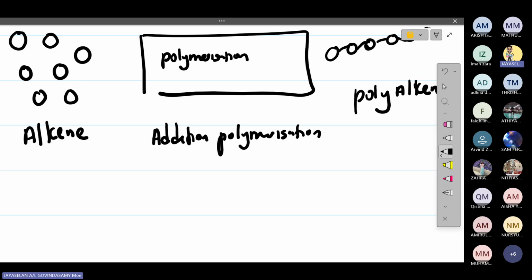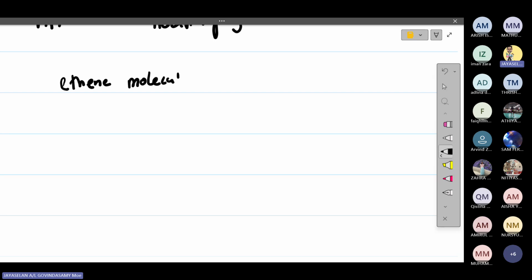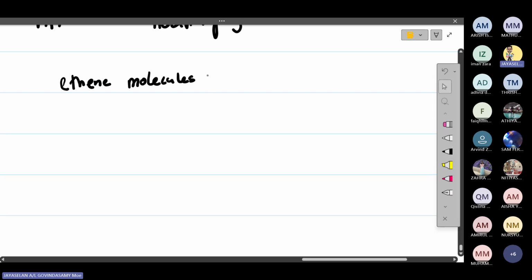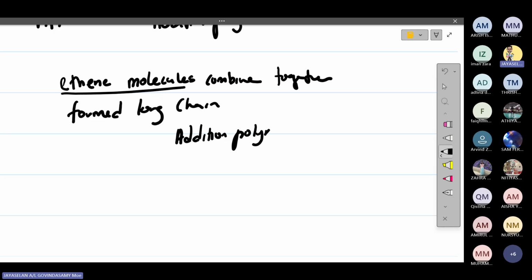Okay, addition polymerization. I will do one example of how to do it. The second one we do, the third one you guys do. Okay, number one. Let's say in the exam they put 18 molecules combine together to form a long chain. They ask you to do the equation. What type of reaction? Only one alkene, right? So this reaction is called addition polymerization. You already score 1 mark.